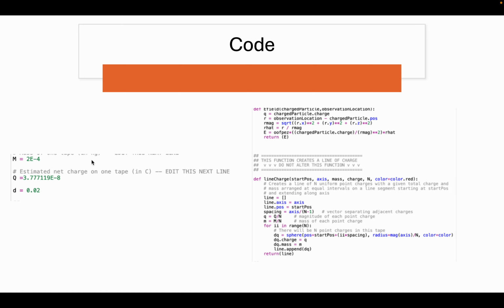For the mass, these are just constants that we found from our experiment. And then the function here, the definition E field, just applies Coulomb's law. And for line charge, it creates basically a uniform rod of however many atoms make up the piece of tape, and we said that N is 35 in our case.